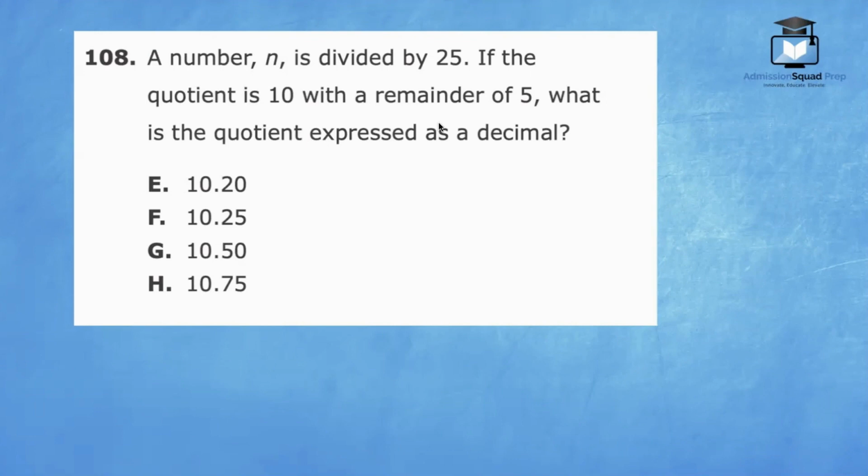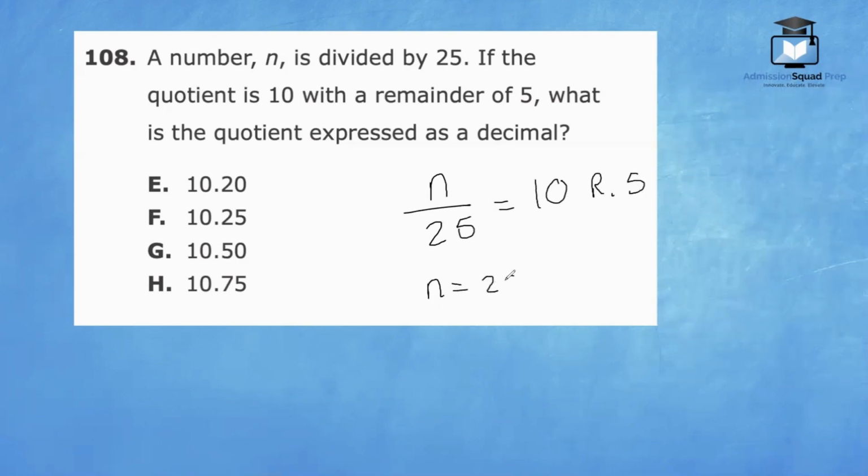108. A number n is divided by 25. If the quotient is 10 with the remainder of 5, what is the quotient expressed as a decimal? So this problem is saying that n divided by 25 equals 10 remainder 5. That means n equals 25 times 10 plus 5. We just performed the inverse operation by multiplying both sides by 25. So n equals 250 plus 5, which is 255.